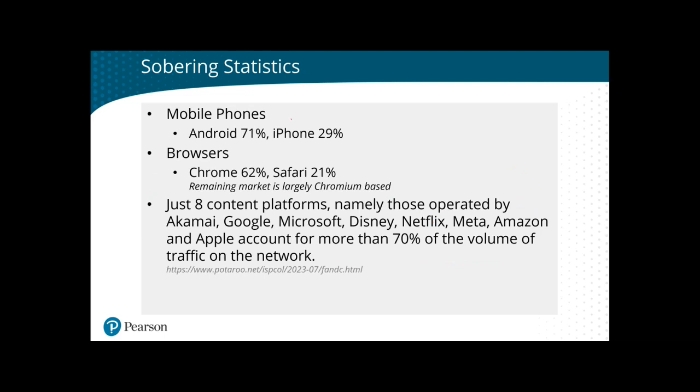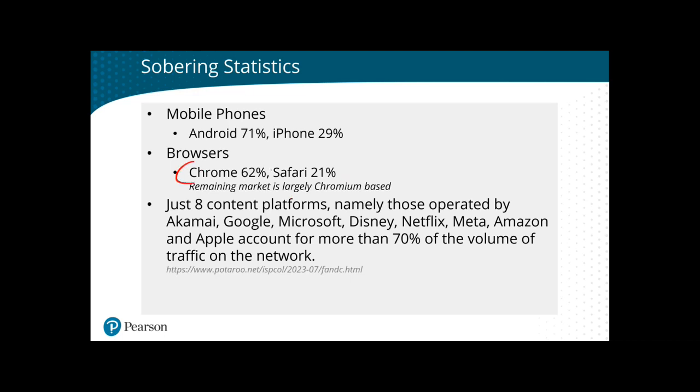So here are some sobering statistics on how we're centralizing a lot of things. Mobile phones: Android phones are 71% of the market, iPhones are 29% of the market. If you add 71 to 29 in your head, you come up with 100. There are essentially no other mobile operating systems being widely used right now, not even to the 1% point. All the others don't even make up 1%.